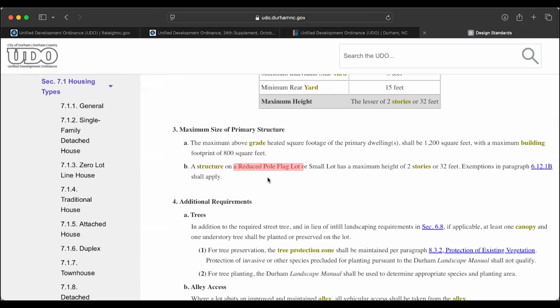In the city of Durham, we could do reduced flagpole lots, and that's for a whole nother video. We could talk more about flagpoles. In the city of Raleigh, they allow them, but they're not as popular as you would see in Durham.